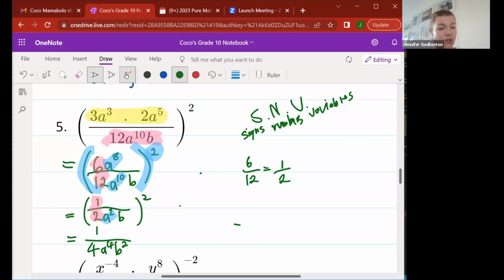If you said 2 instead of 1 over 2, you would lose the marks for the numbers. But if your variables were still in the right place, if they were still in a denominator where they should have been, you would have gotten some marks. But if you wrote everything just as a numerator, then you would have gotten no marks.